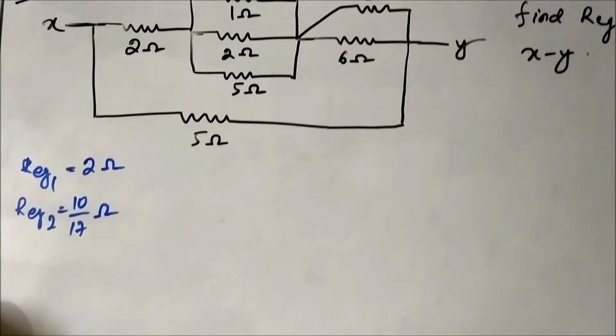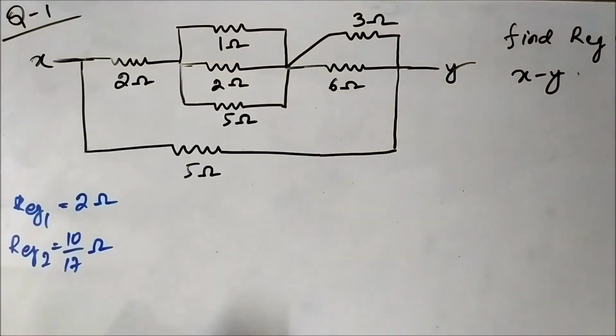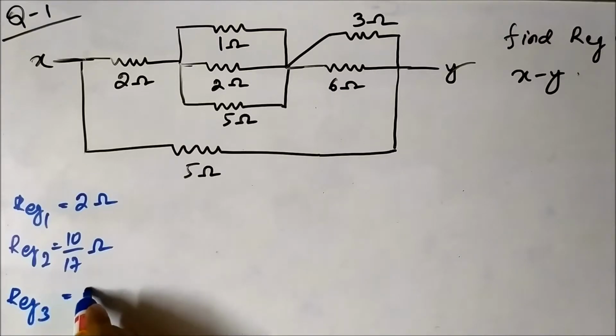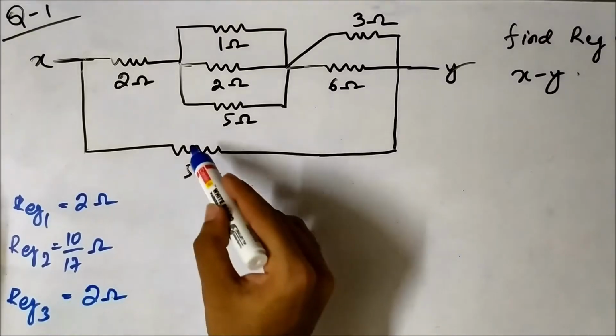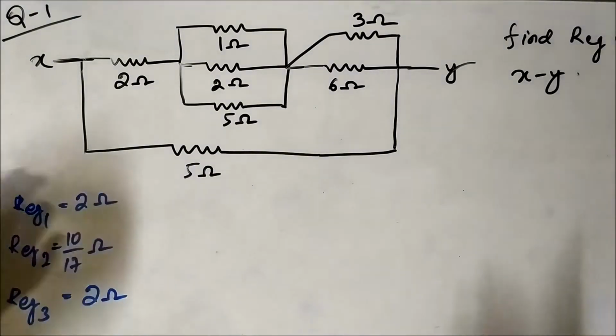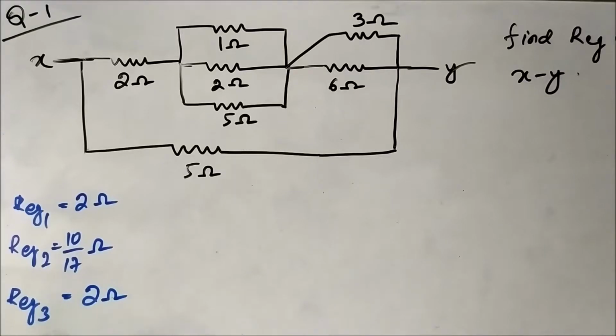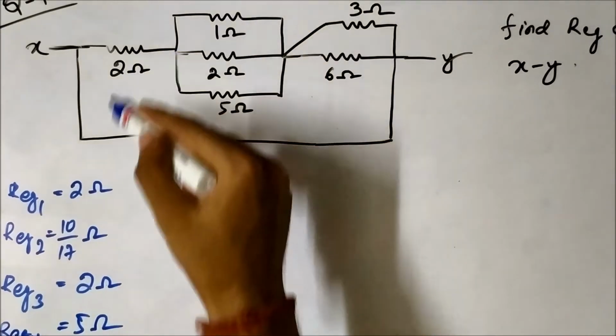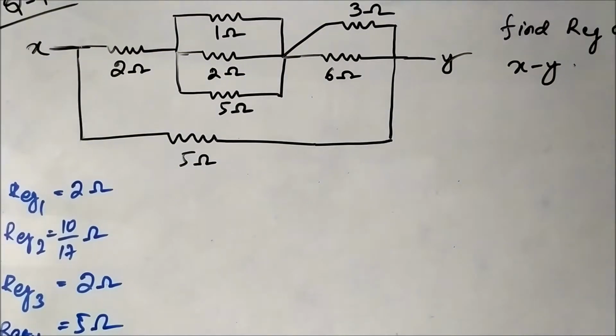Now there is no need to analyze this 2 ohm because there is only a single resistor. So this third part, R equivalent 3, will be simply 2 ohm, and this 5 ohm is also a single resistor. There is no combination of resistances. So let us write R equivalent 4 as 5 ohm. So we have these 4 parts. Okay, we have calculated the resistances of the 4 parts that we divided our entire circuit into.